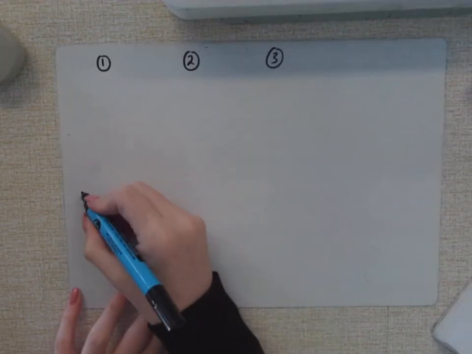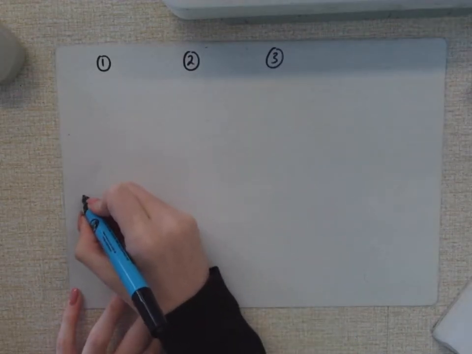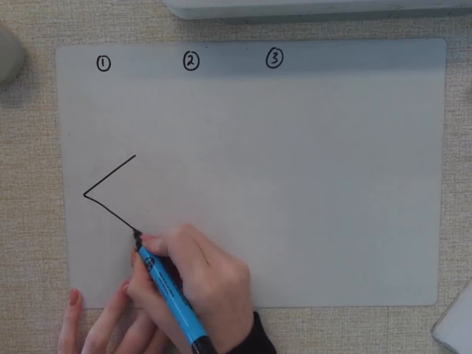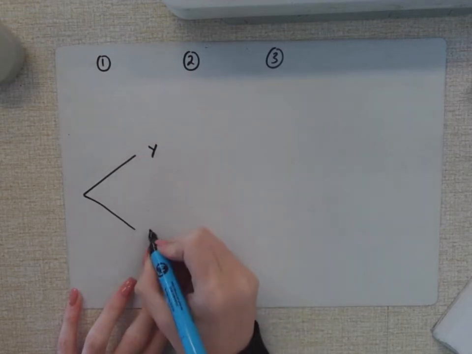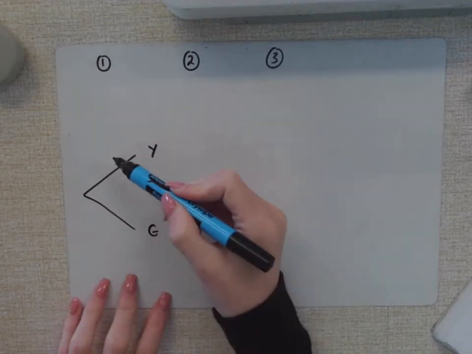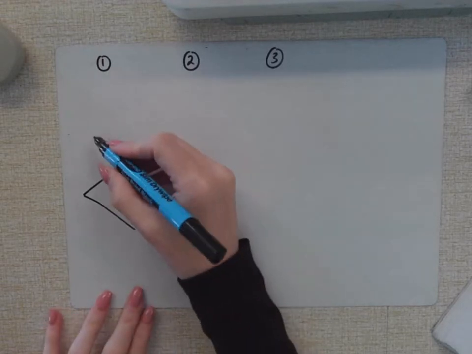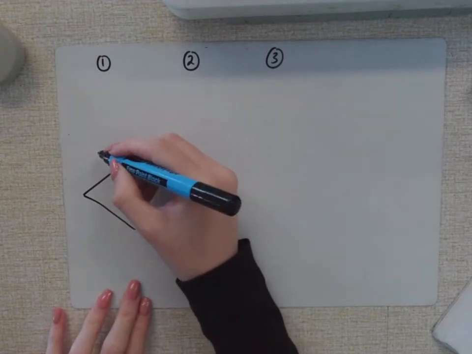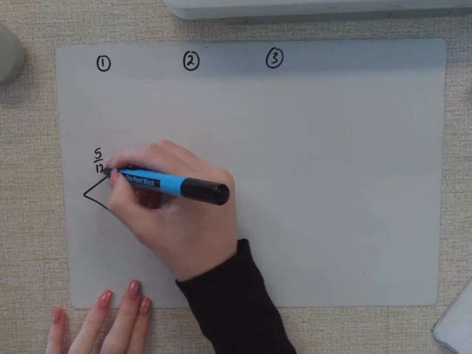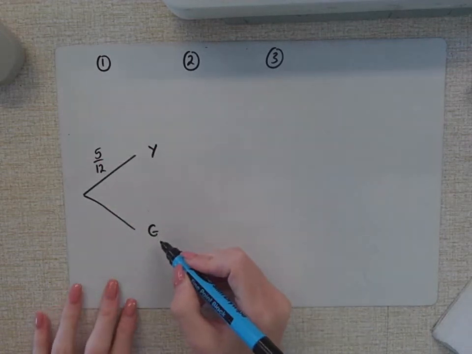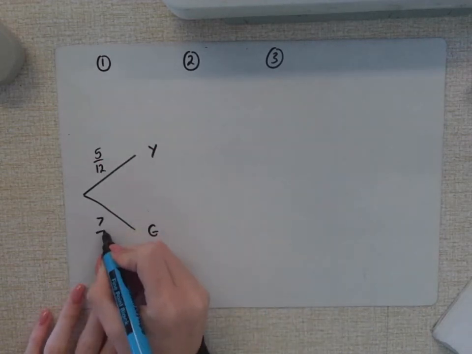So, the first selection, it can either be what? Yellow or green. What's the probability of picking a yellow bead? 5 out of 12. And what's the probability of picking green? 7 out of 12.